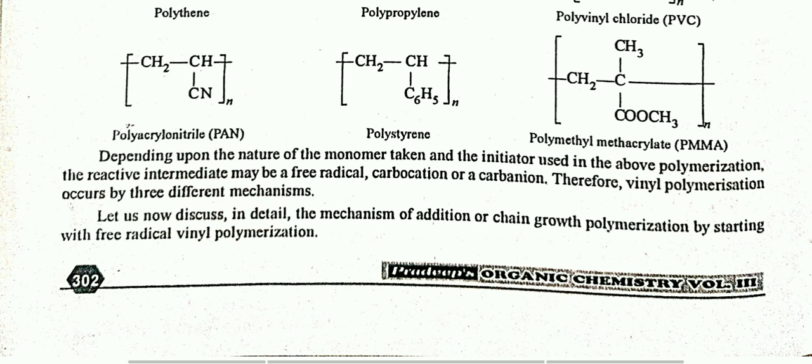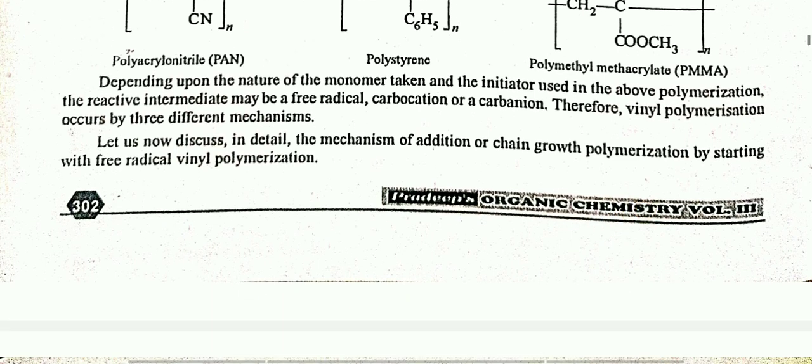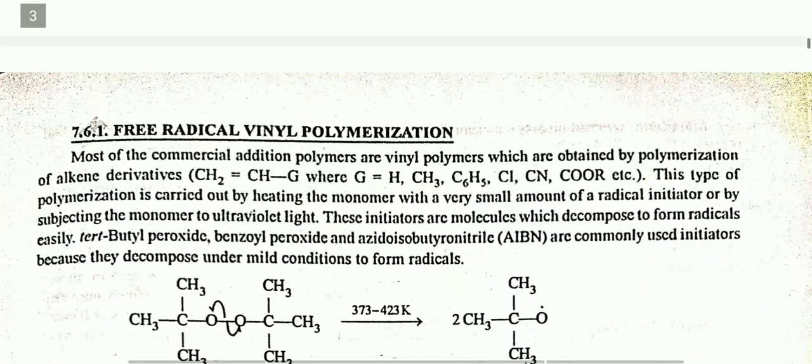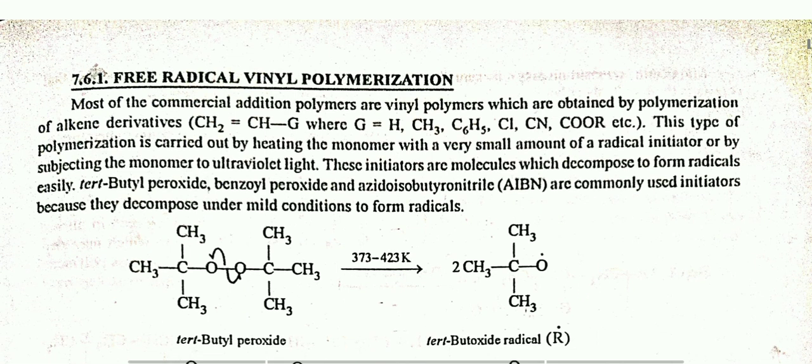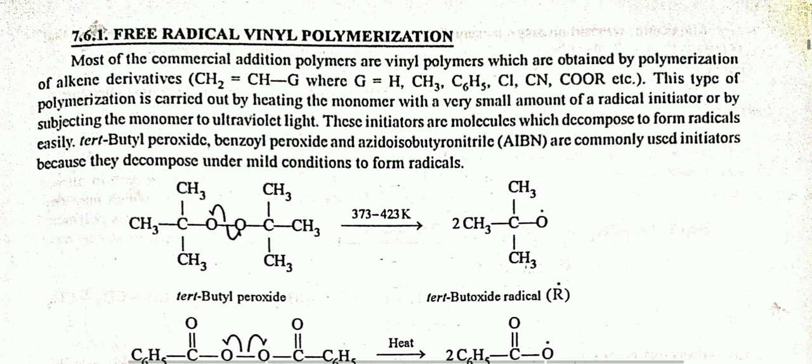Let us now discuss in detail the mechanism of addition or chain growth polymerization, starting with free radical vinyl polymerization. Free radical vinyl polymerization. Most commercial addition polymers are vinyl polymers, which are obtained by polymerization of alkene derivatives. This type of polymerization is carried out by heating the monomer with a very small amount of radical initiator or by subjecting the monomer to ultraviolet light. These initiators are molecules which decompose to form radicals easily. Tertiary butyl peroxide, benzoyl peroxide, and azobisisobutyronitrile are commonly used as initiators because they decompose under mild conditions to form radicals.